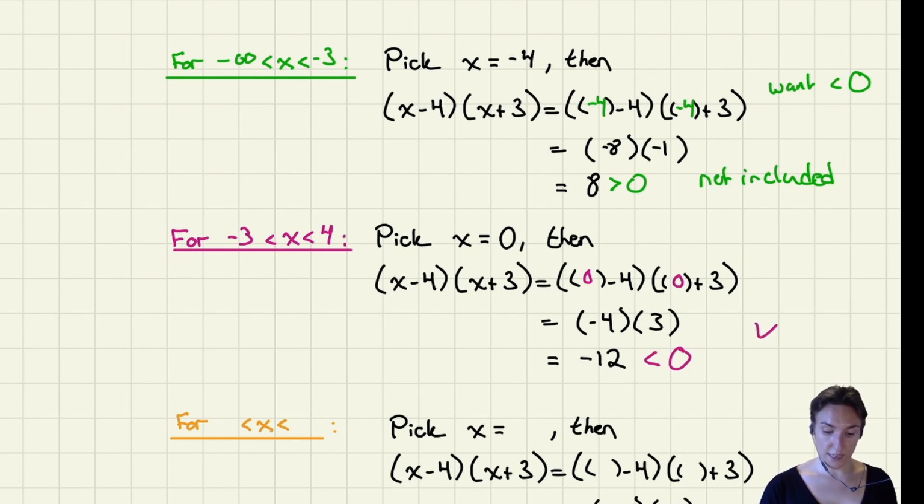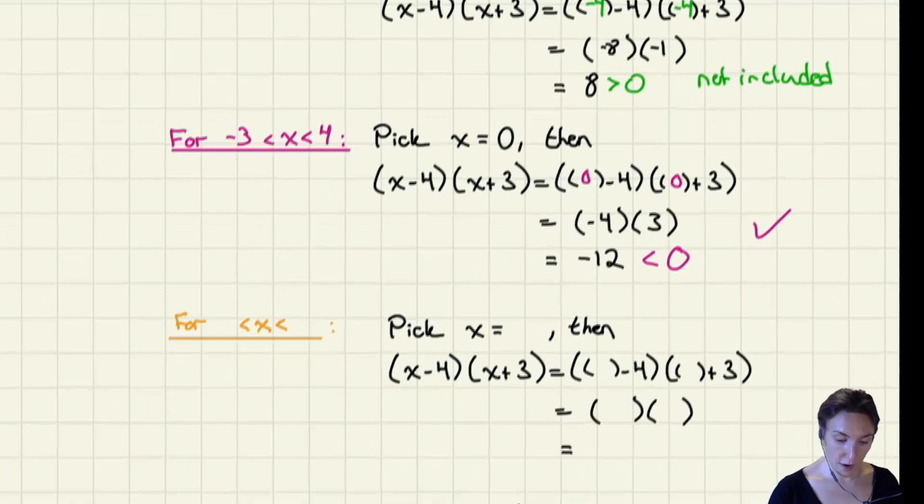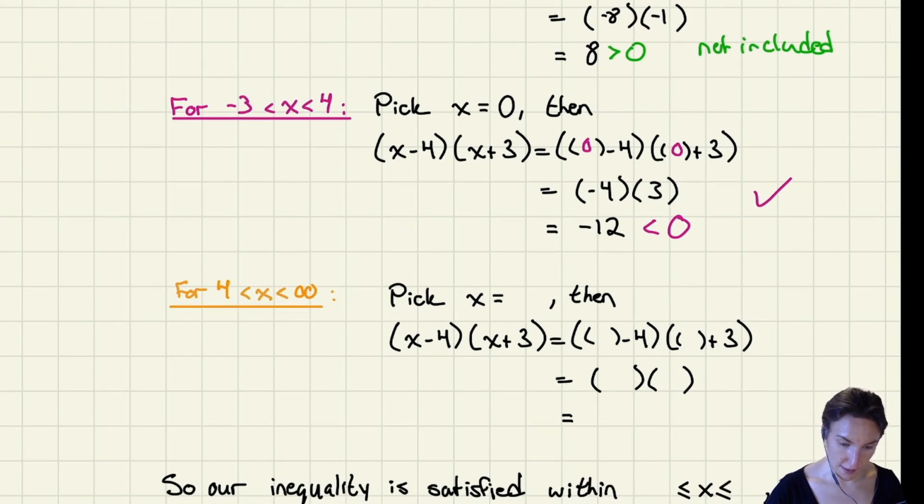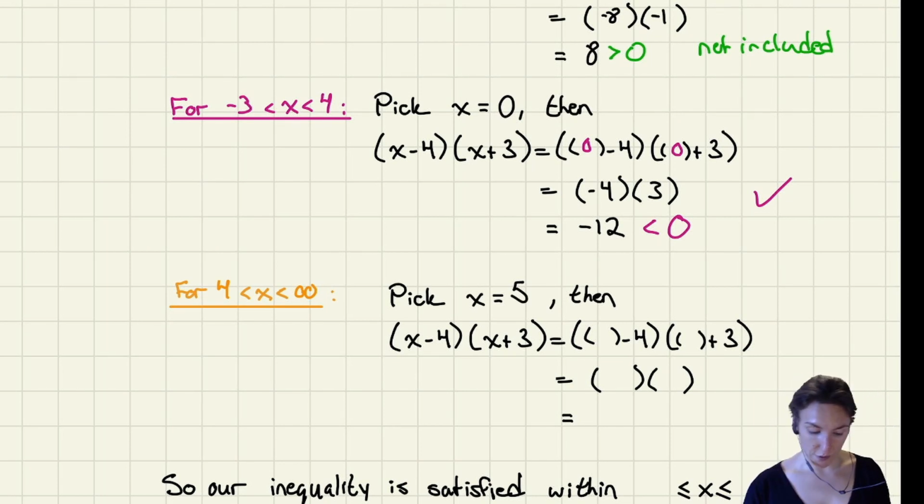So this is good. Happy face. This is included. Okay, finally, last but not least, I want to check between 4 and infinity. Again, I can pick whatever number I want. I'm going to pick, say, 5. You can pick much bigger numbers, which may also be good to more easily see, but just so people can get used to the idea here.